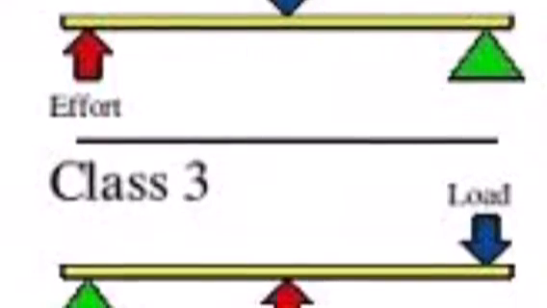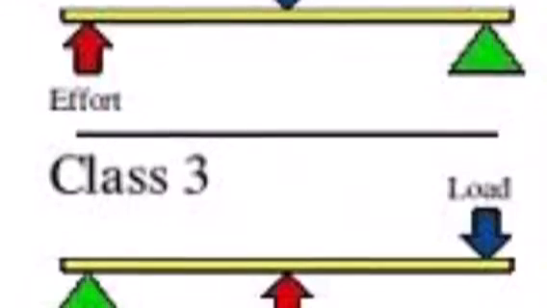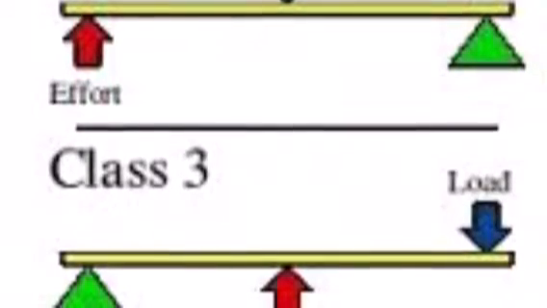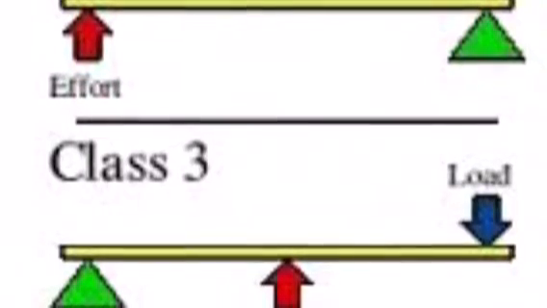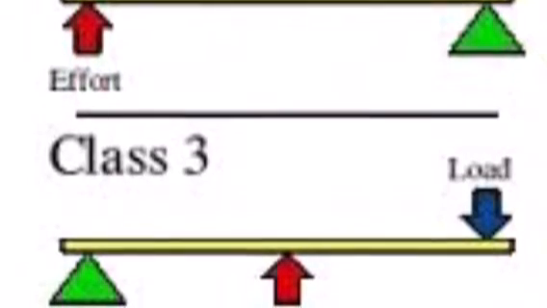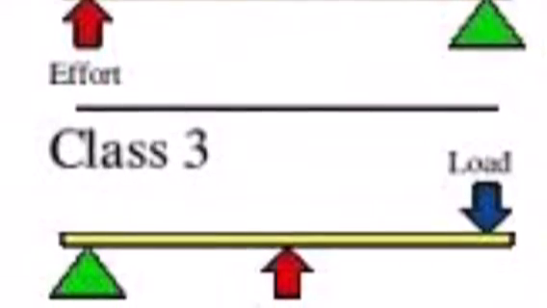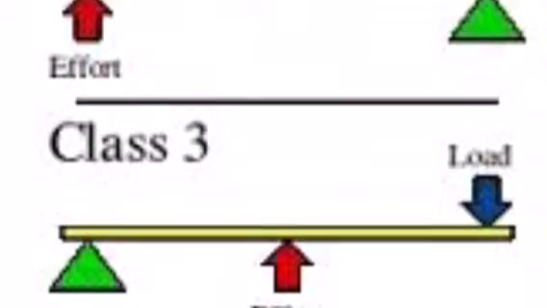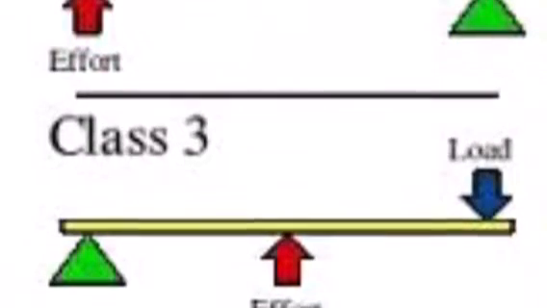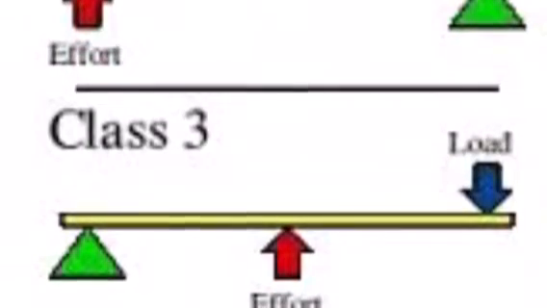A third class lever is when the effort is in the middle, the load is forcing down on one end, and the fulcrum is on the other end. Some examples of a third class lever are tweezers, a human arm, a broom, a fishing rod, tongs, and that's it.